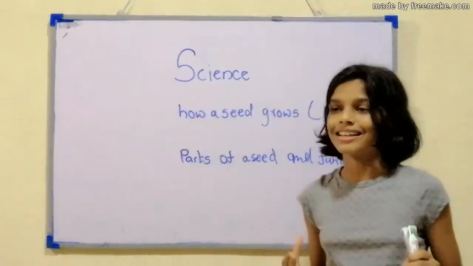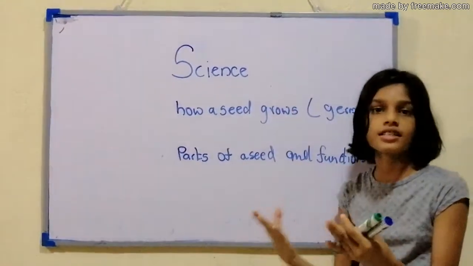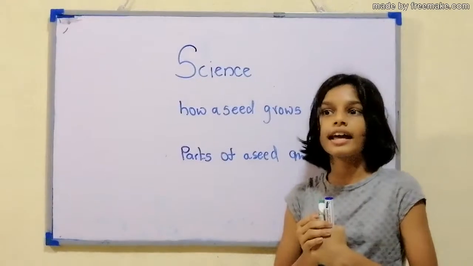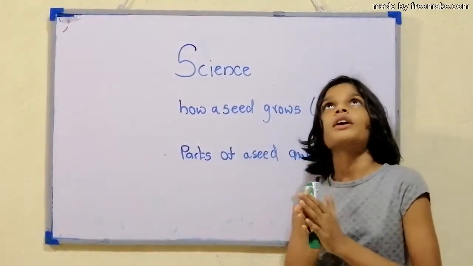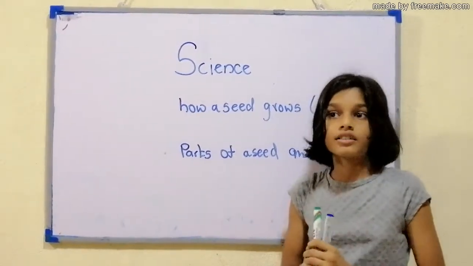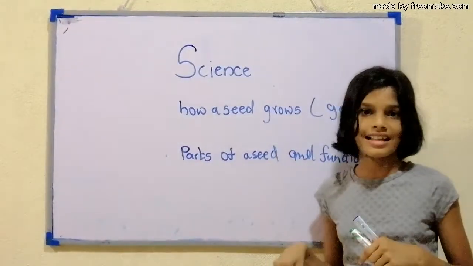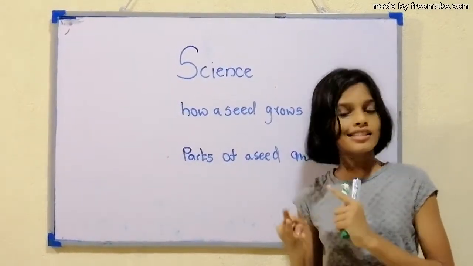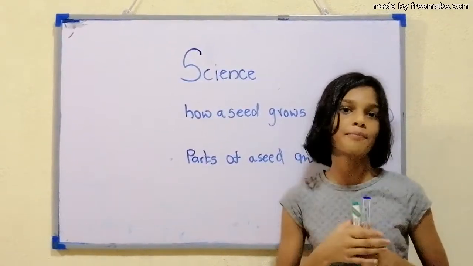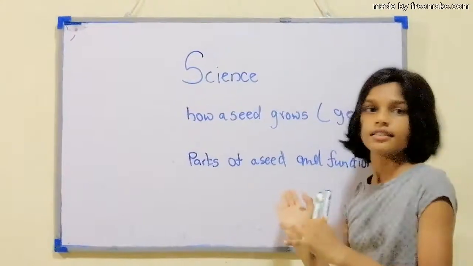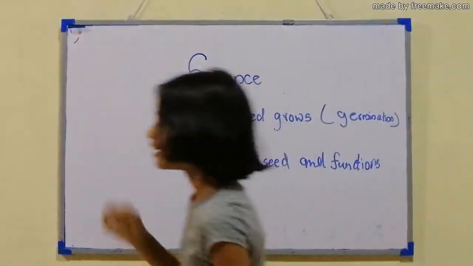In science, future lessons I'll be doing are bar graphs and could be line graphs also, line charts and all. So it's better if you can start from the first lesson, math, science, social studies, and separate books if you can. Okay, so let's get into the lesson.